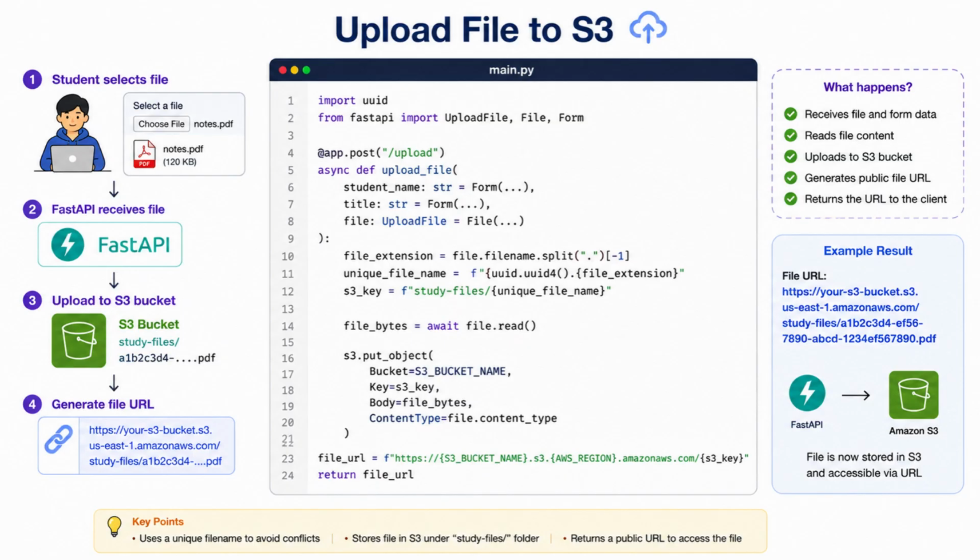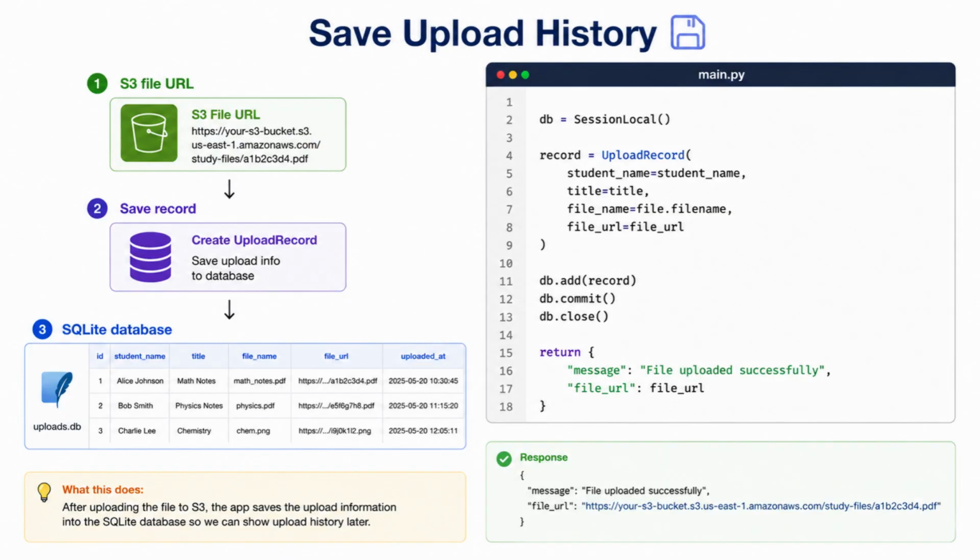When the user selects a file and clicks Upload, FastAPI receives the file, generates a unique file name, and uploads it to Amazon S3. After the upload finishes, AWS returns a URL that points to the file stored securely in the cloud. After the file is safely stored in S3, we save its information into our SQLite database. Instead of storing the actual file again, we simply save the file's URL along with the student's information. This keeps our database small and efficient.